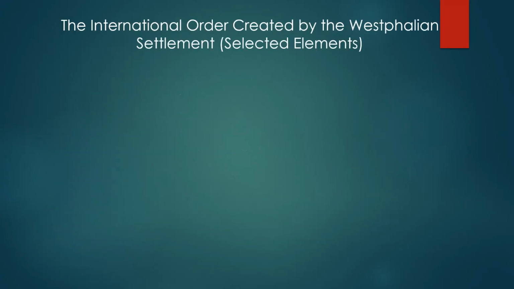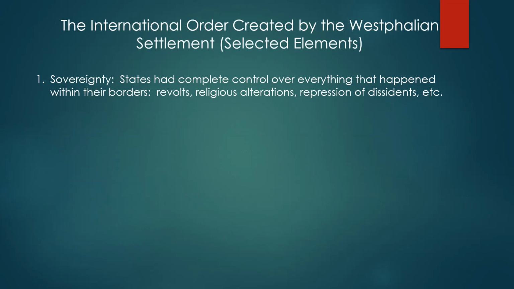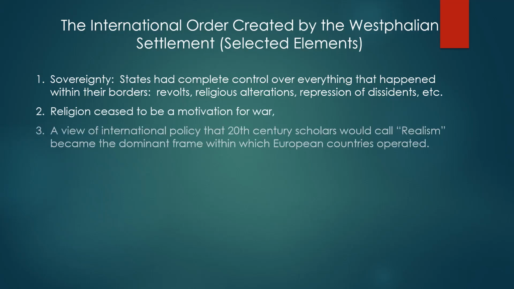Now, to review the international order created by the Westphalian settlement, we're going to look for selected elements of this. Sovereignty is really important. States had complete control over everything that happened within their borders: revolts, religious alterations, repression of dissidents, anything else. The principle of sovereignty was very, very important. Religion, of course, had ceased to be a motivation for war. And then there was a view of international policy that 20th century scholars would call realism, that became the dominant frame within which European countries operated.